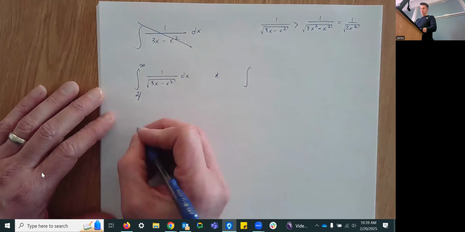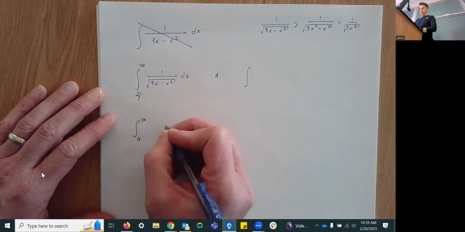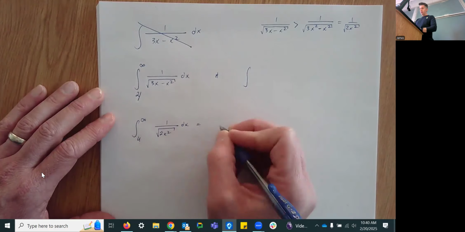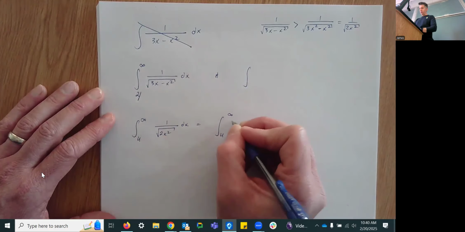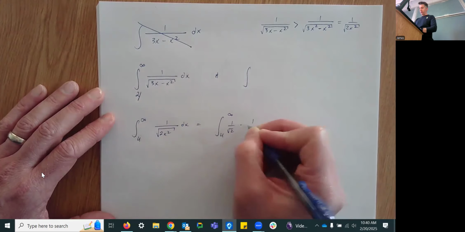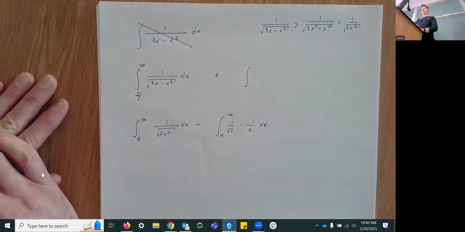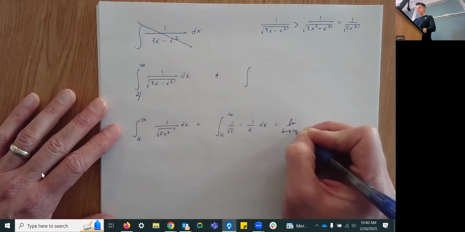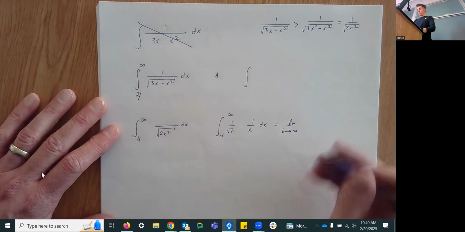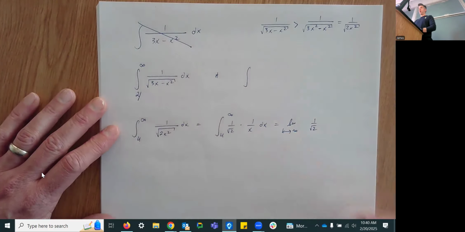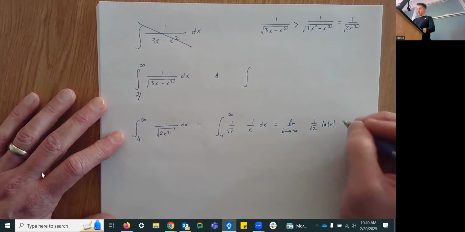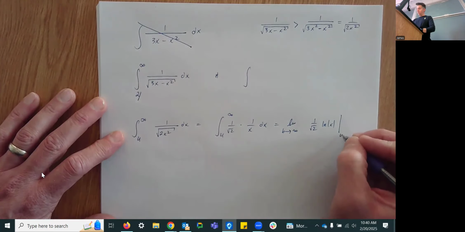I'll point out that this integral from 4 to infinity of 1 over the square root of 2x squared is just going to be the integral from 4 to infinity of 1/√2 times 1/x. That's going to diverge. We can write it as the limit as b goes to infinity. Let's just go ahead and do the integral. The 1/√2 hangs out. What's the integral of 1/x? Right, ln of the absolute value of x, and then you have the integral from 4 to b.